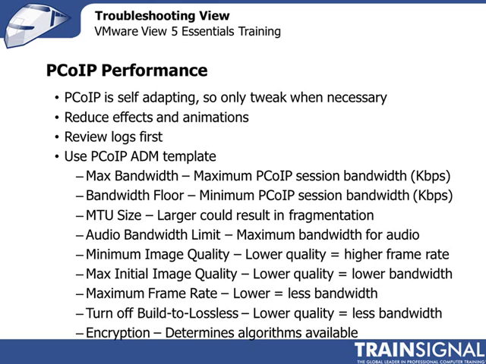Finally, you can modify the encryption algorithm that PC over IP will use to encrypt the PC over IP packets. By default, both the SALSA 20 and AES 128 algorithms are enabled, and which one is used will be negotiated between the client and the agent. For low bandwidth situations, VMware recommends using the SALSA 20 only, which is a faster algorithm.